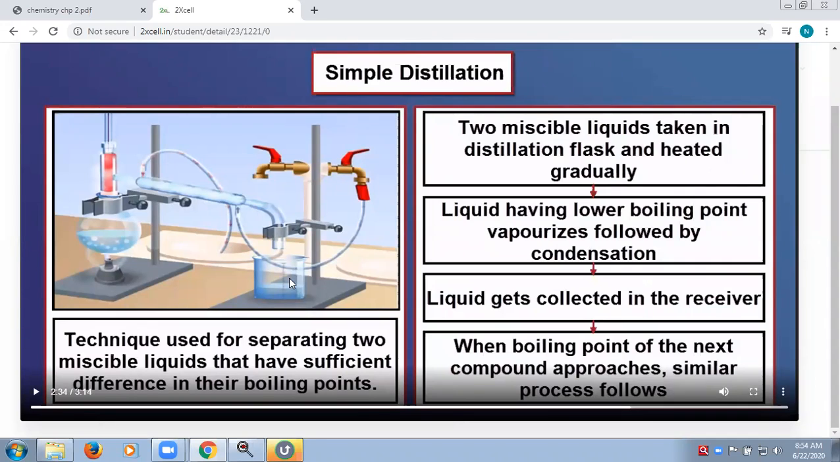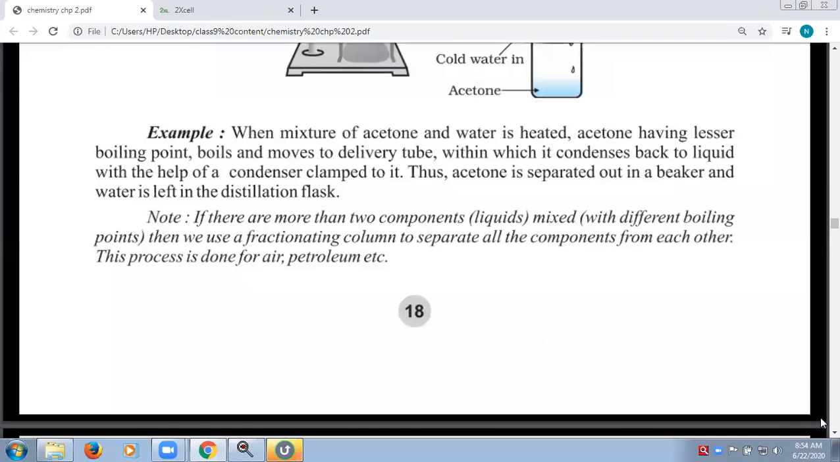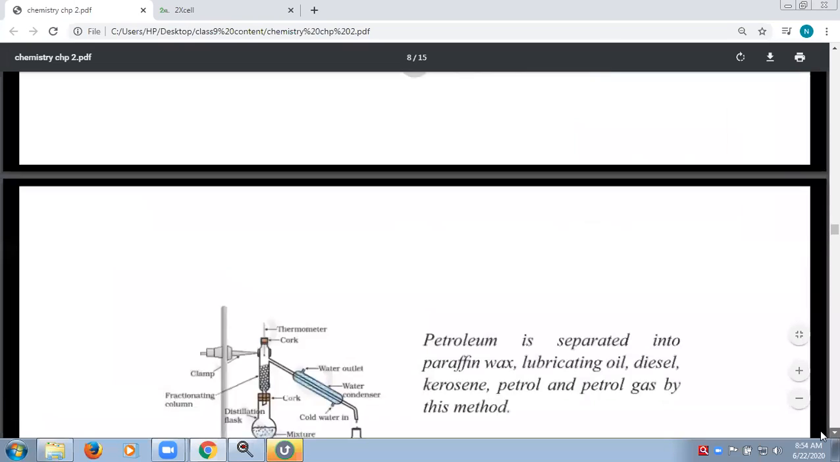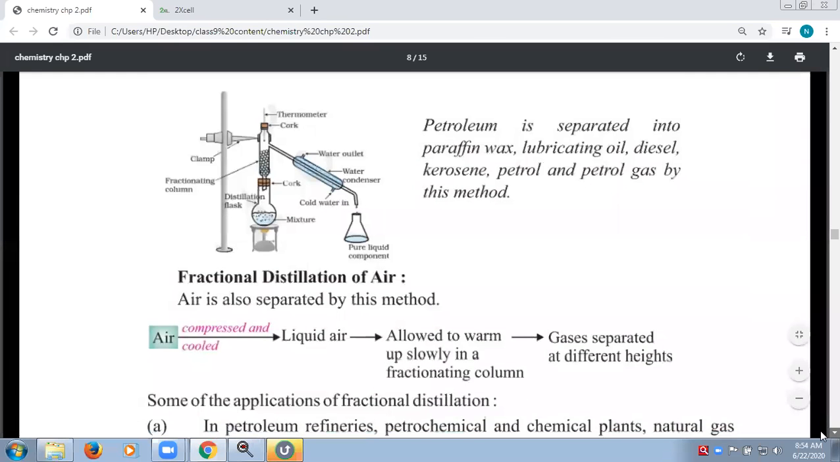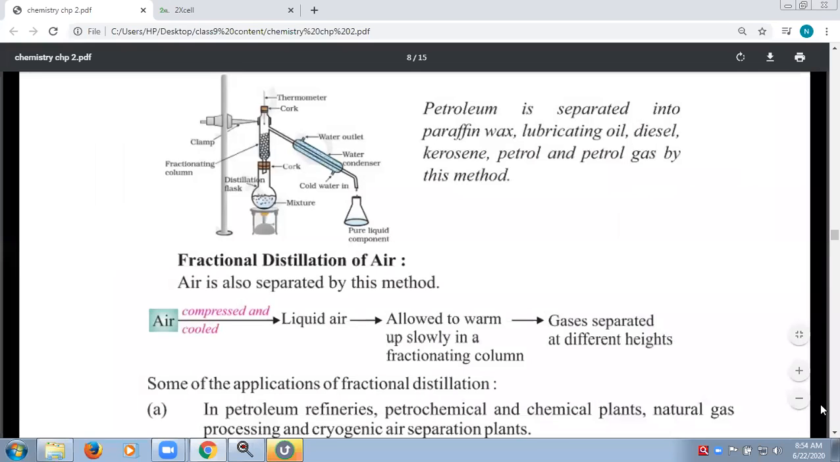Clear? Now we'll switch over to the next process that is known as fractional distillation. Fractional distillation is done when the difference in the boiling point is less than 25 degrees Celsius. For example, as we discussed earlier, in crude oil the different components are there. The difference in the boiling point is very less, so they can be separated. If we have more than 2, then we go for fractional distillation.